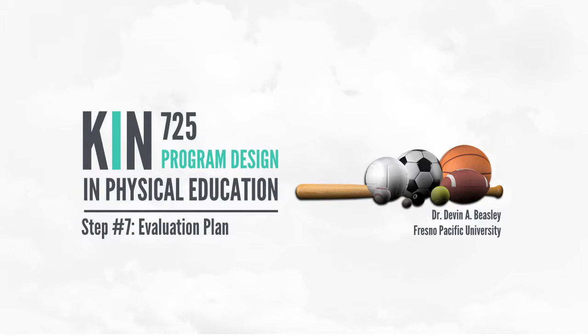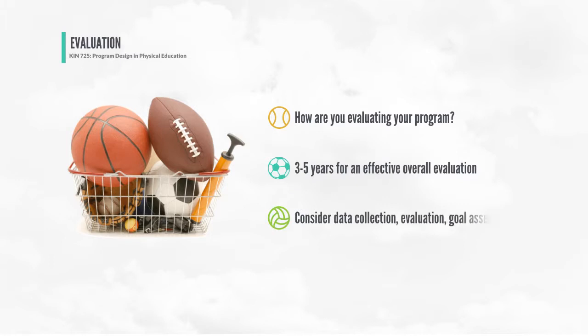In this step, step number 7 of your curriculum project, you will develop a general program evaluation or an evaluation plan. Typically, this step is implemented after a few years of addressing all the other aspects of your program curriculum. Generally speaking, it takes about 3 to 5 years before you actually know if any program revisions or modifications are necessary. There are some things that you'll immediately know, but in order to have an effective evaluation of your program, you'll need to collect a sufficient amount of data.